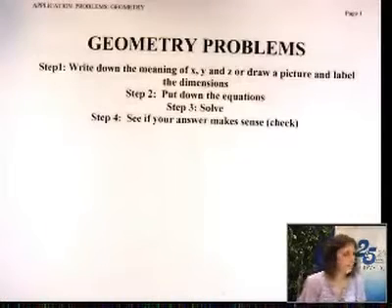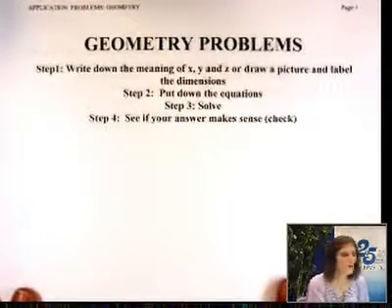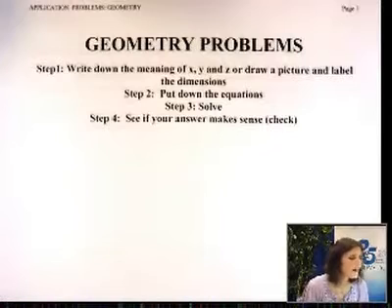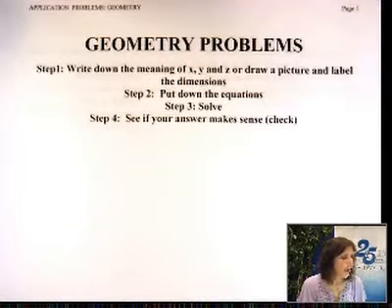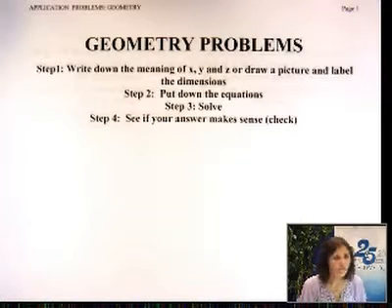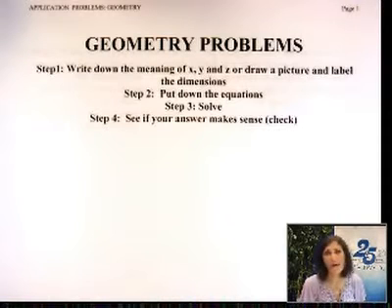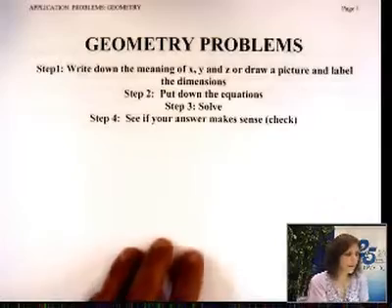The way you tackle the word problems is you write down the meaning of x, y, and z. Usually in a geometry problem, you draw a picture and then label the picture. So that's the easiest way to do. Put down the equations next to the picture, solve the equations, and then go back and see if your answer makes sense. So let's do an example.